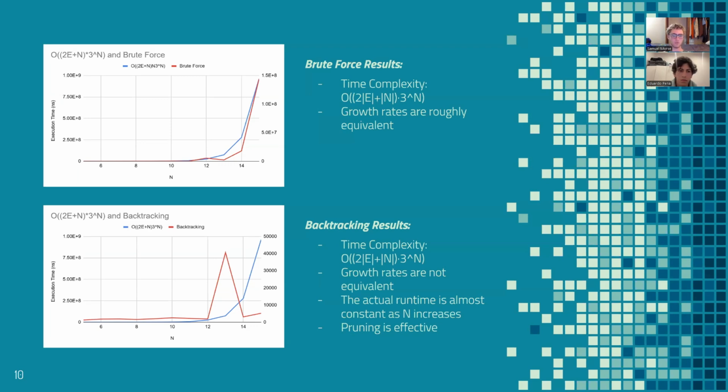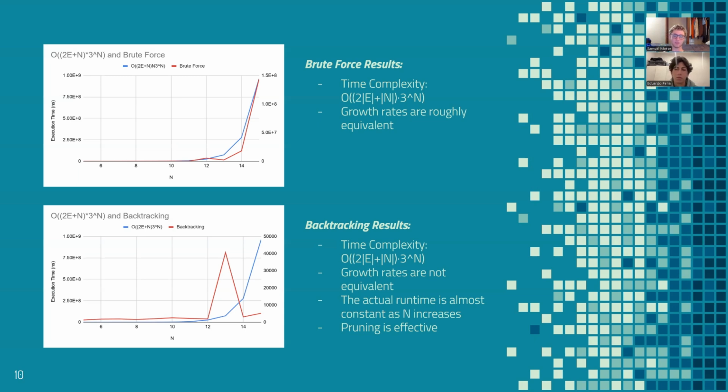As you can see in the brute force, the growth rates are roughly equivalent. The algorithm performs as expected and is almost always near the worst case time complexity because there is nothing pruning the branches or doing any optimizations on that front.